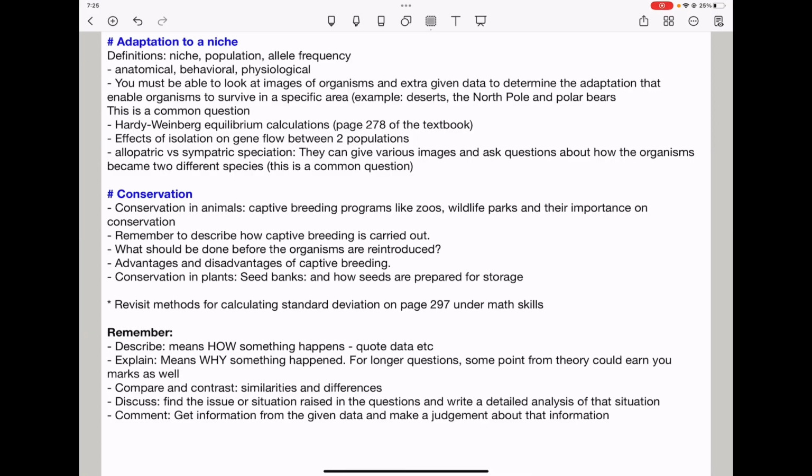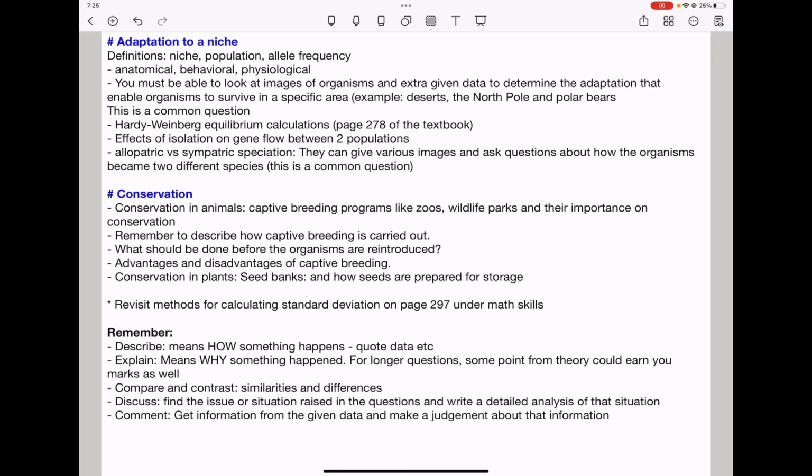They can ask about the advantages and disadvantages of captive breeding. And when we go to conservation in plants, they could talk about seed banks and how seeds are prepared for storage before they are kept in a seed bank. This question is very common, the question on conservation. You have to make sure you read about seed banks as well as conservation in animals. Please revisit methods for calculating standard deviation on page 297 under the math skills.